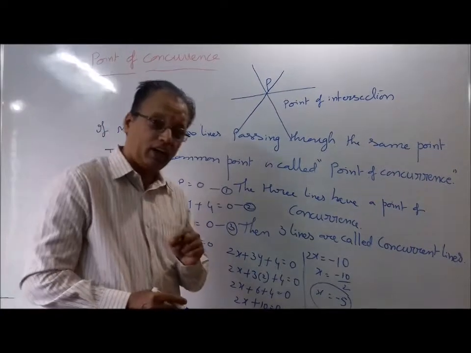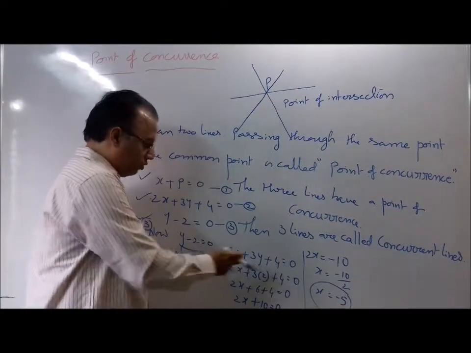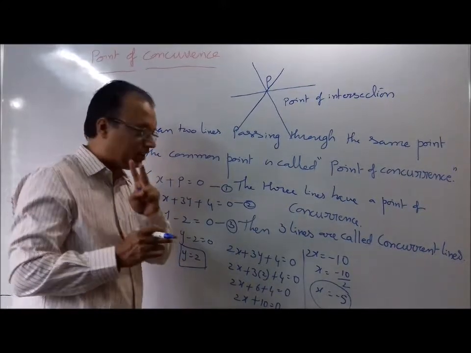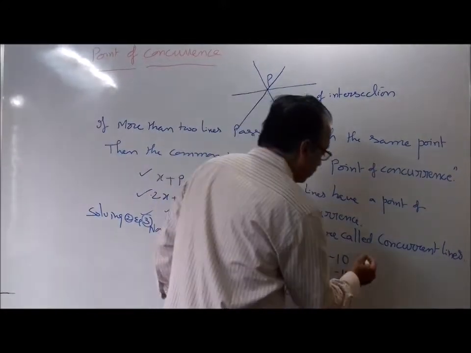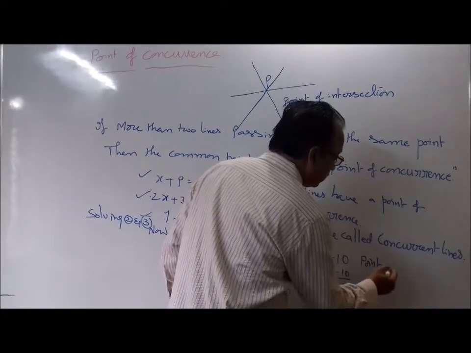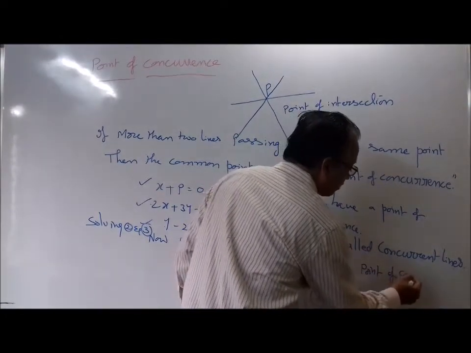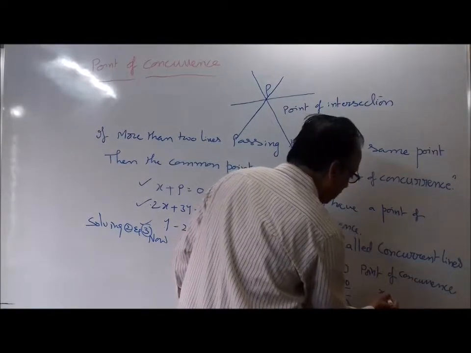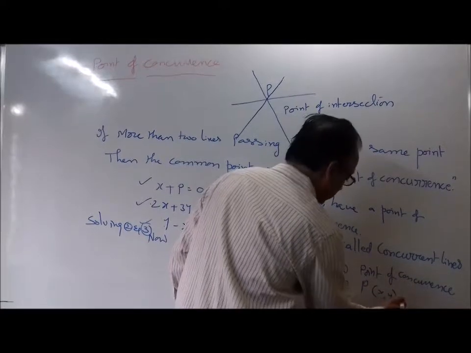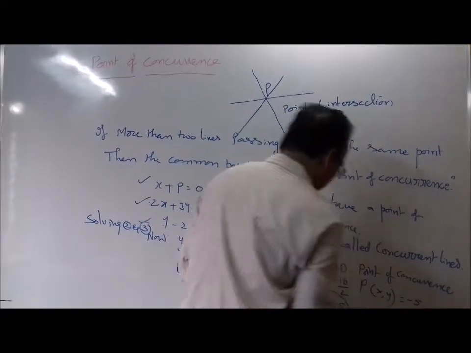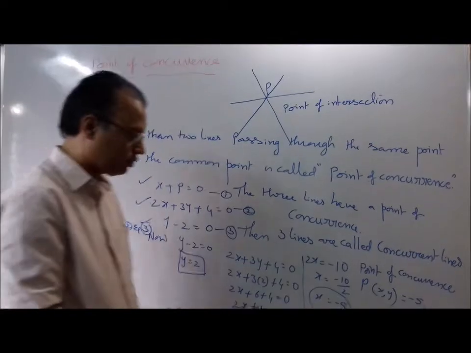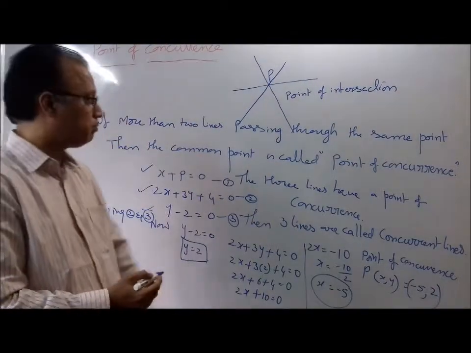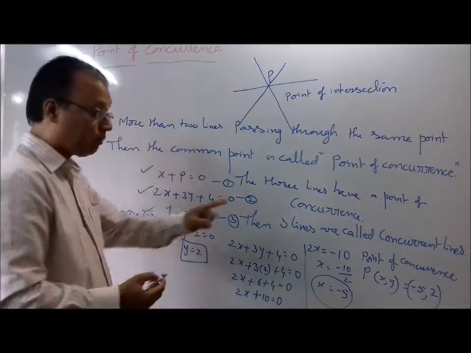So what did I get now? The x value and y value mean the point of intersection of any two lines from the given three concurrent lines I got. So the point of concurrence x comma y is x is minus 5, y is 2. So that is the point minus 5 comma 2. That is the point of concurrence.